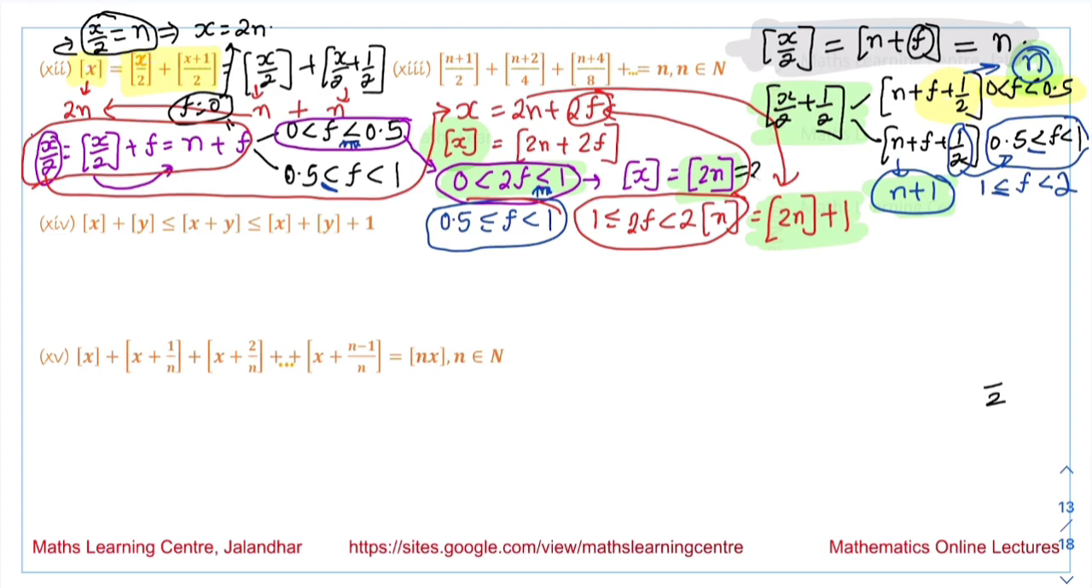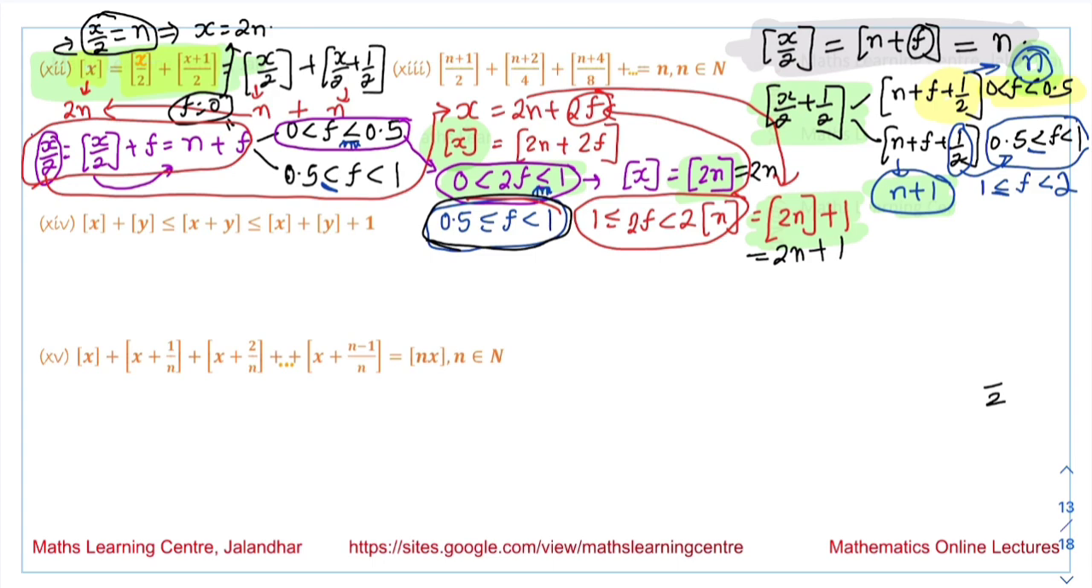This is equal to 2n, this is equal to 2n plus 1 when the value of f lies between 0.5 and 1. So we have proved this result. So you must remember this result, that the greatest integer of x is equal to the greatest integer of x by 2 plus the greatest integer of x plus 1 by 2.